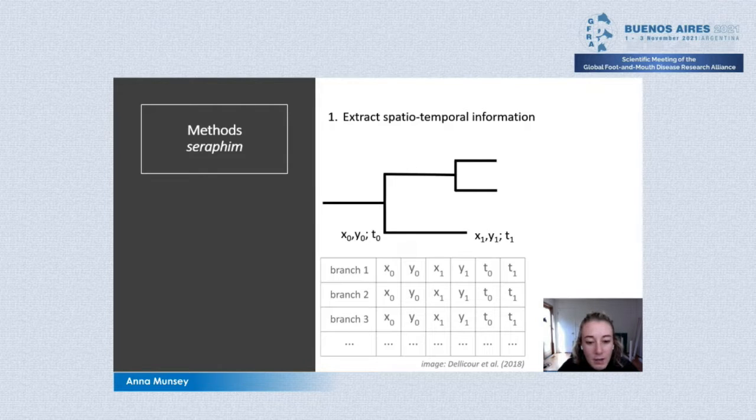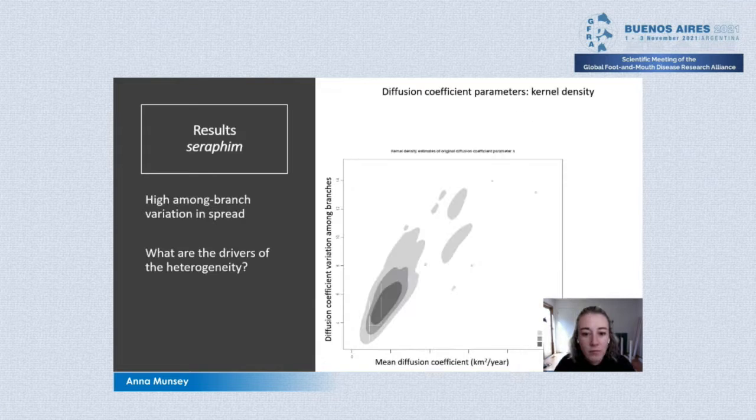For the next portion of our analysis, we utilized a software package called Seraphim. Seraphim extracts the spatial temporal information from the BEAST analysis, so from the phylogenetic tree. What that means is that each phylogenetic branch can be treated as a movement vector associated with start and end locations and a dispersal duration.